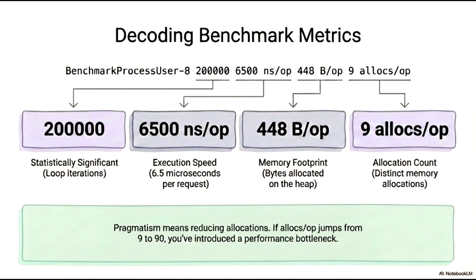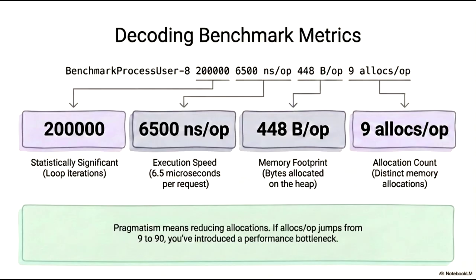Understanding benchmark metrics is essential for accurately diagnosing and improving application performance. Looking at a standard benchmark output, we can break it down into 4 critical components. First, the number 200,000 represents the loop iterations. This high count ensures that our results are statistically significant by smoothing out transient system fluctuations.